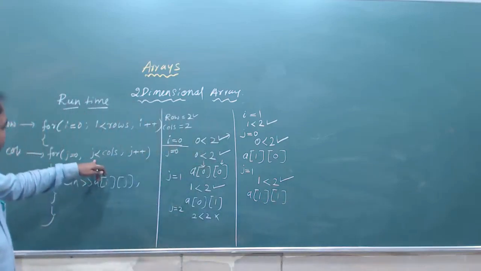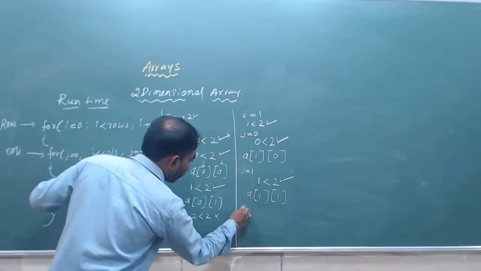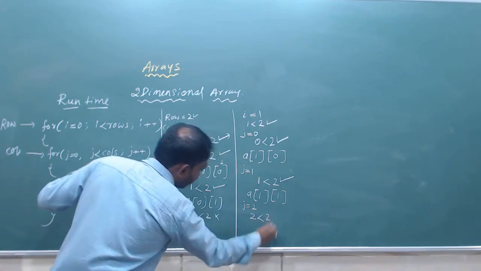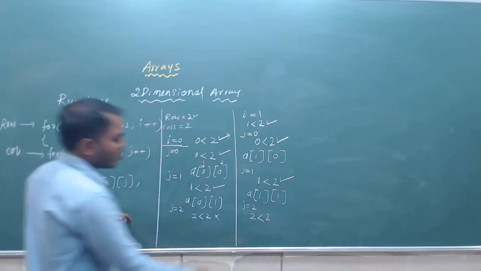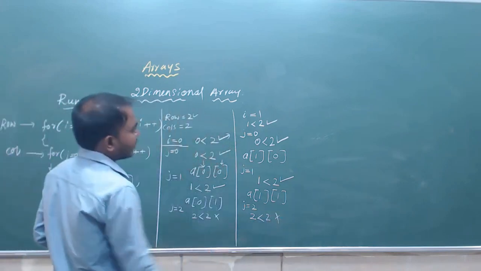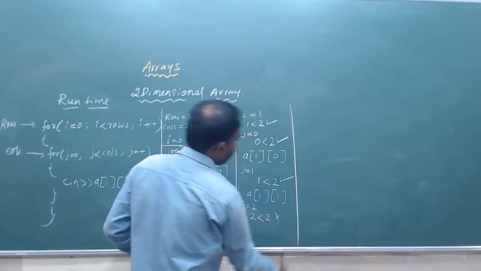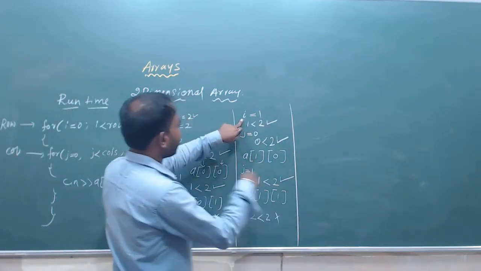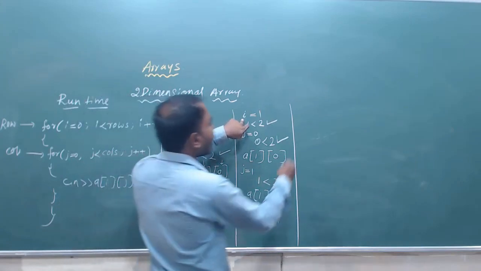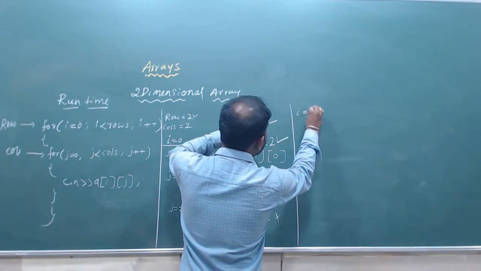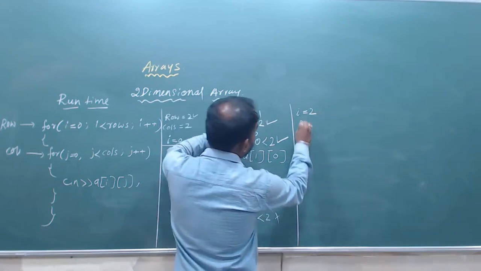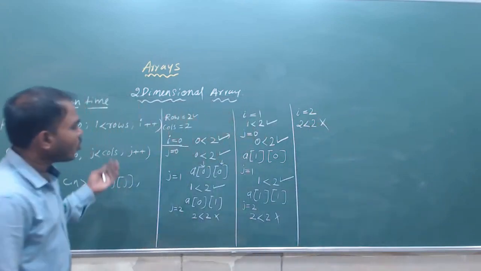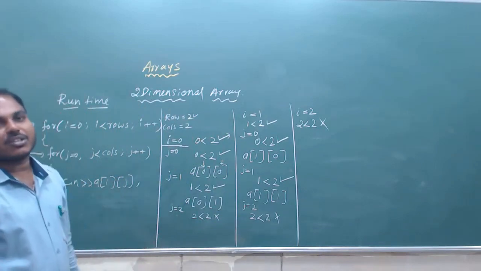Okay. So next, the j value will be incremented once again to 2. So check the condition whether 2 is less than 2. No, this condition fails. Then again we go to the first loop. Previously i was 1, now it becomes 2. Once again you check the condition: 2 is less than 2, this condition fails, then the control comes out of the loop.